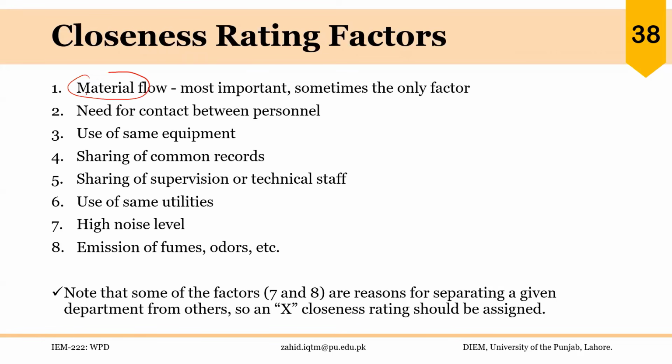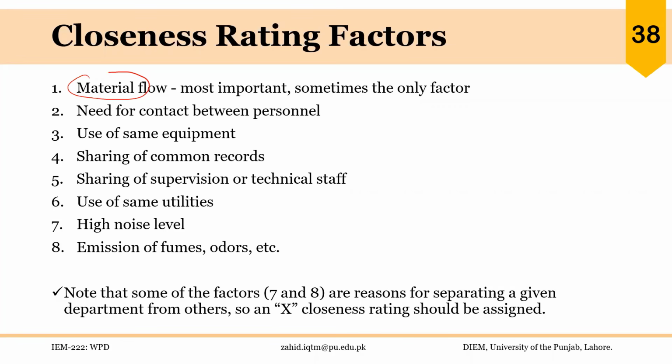So depending upon the frequency and the quantity of the material flow, we can assign a high closeness rating. If there is a lot of material flow between two departments, they should be close to each other. That is the most important factor. Just remember that process layouts are used for job shops and batch processes where there is a lot of material movement, a lot of transportation that we want to minimize.